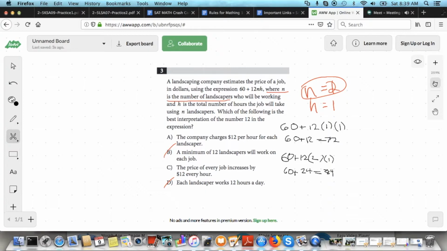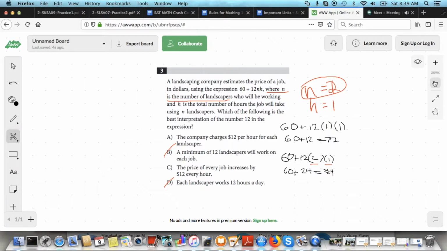And that's why we're testing these values here. That's why we're plugging in values for N and H. We're seeing how things change when we change the number of landscapers or change the number of hours. So when we plugged in a 2 for N, that means 2 landscapers, and H was still 1, working 1 hour. So the number of hours didn't increase, just the number of landscapers.